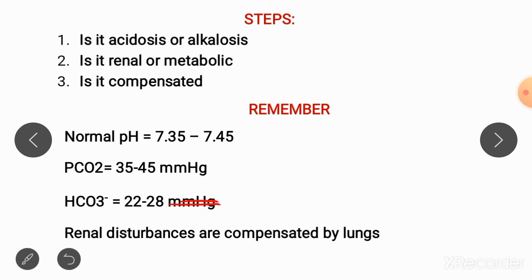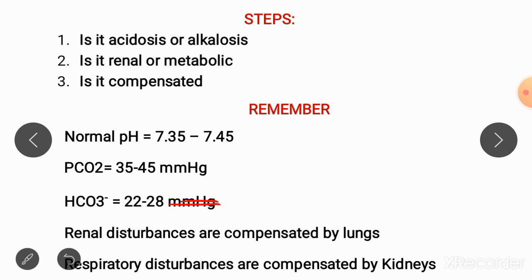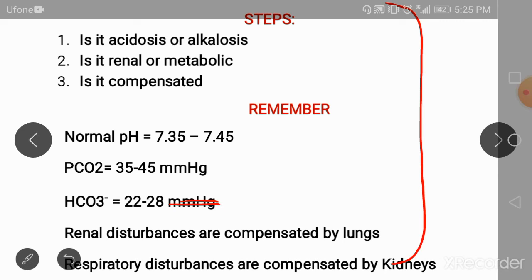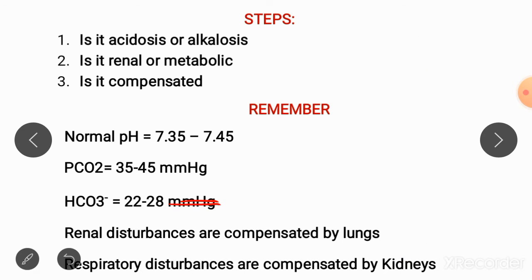Next you need to remember is that all the renal disturbances are compensated by the lungs, and all the respiratory disturbances are compensated by the liver. So if you remember all of these points, the diagnosis for acid base diseases is going to be very easy for you. So please take some time, pause this video, and remember these values. Try to learn these values so that you can easily diagnose acid base disturbances.